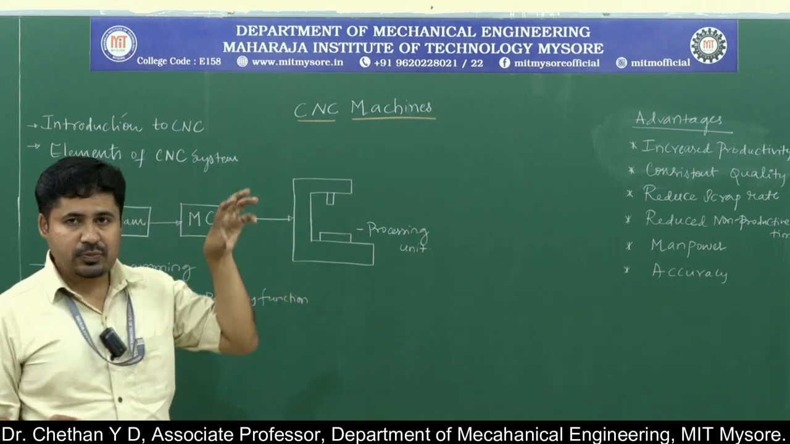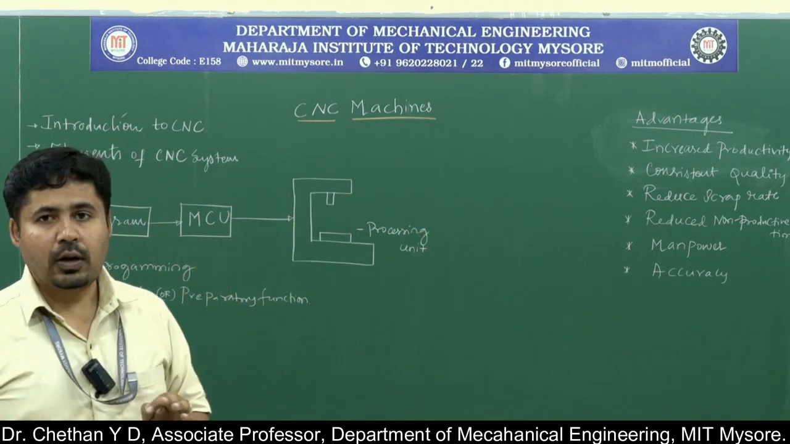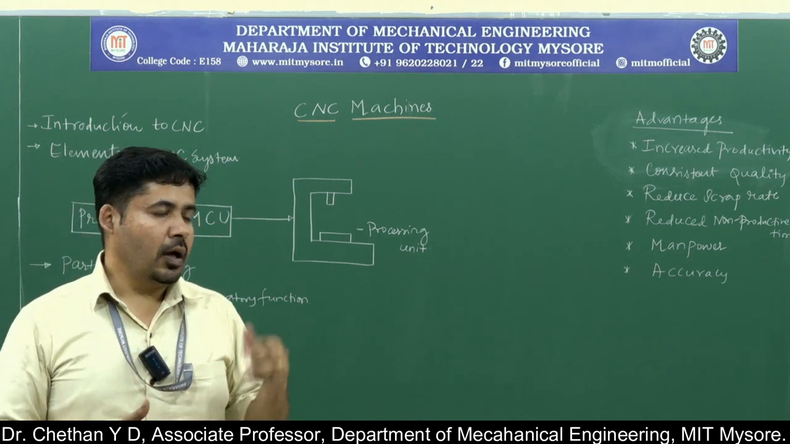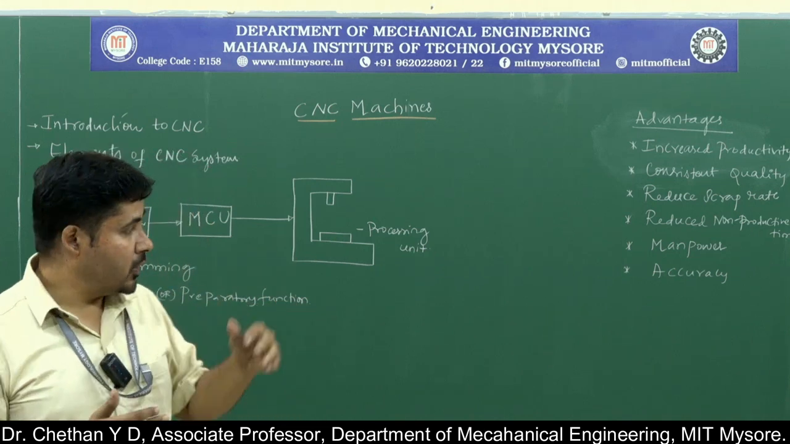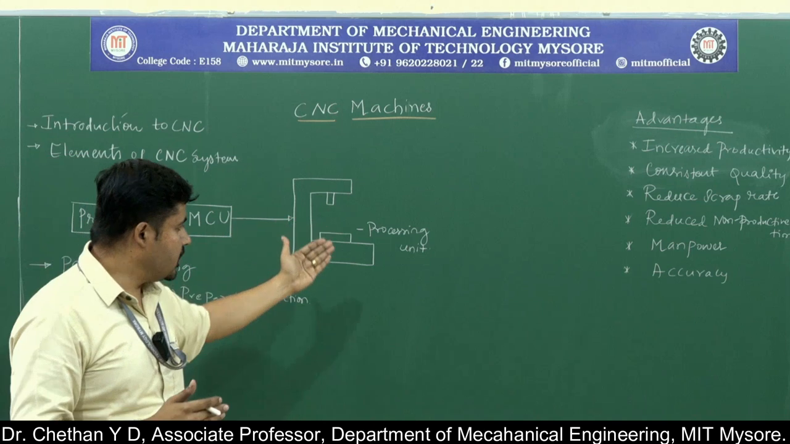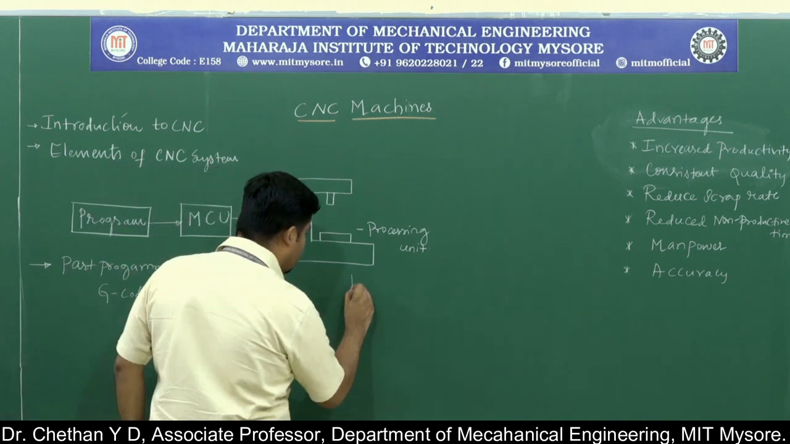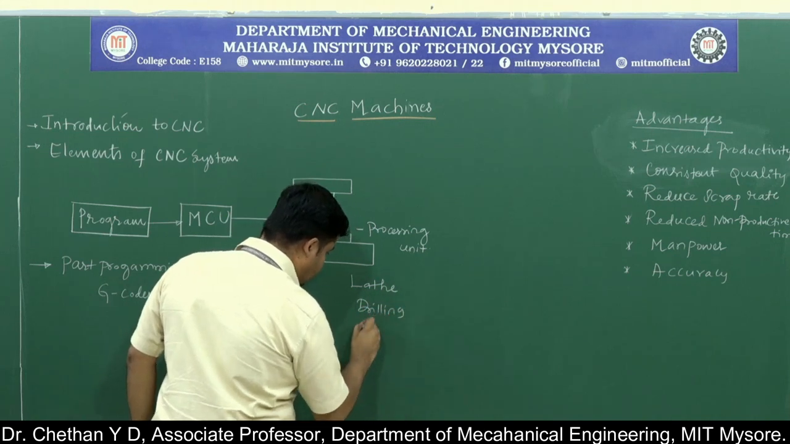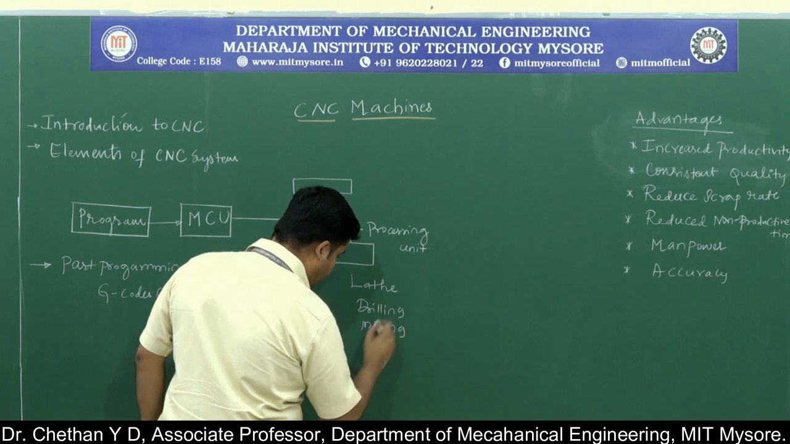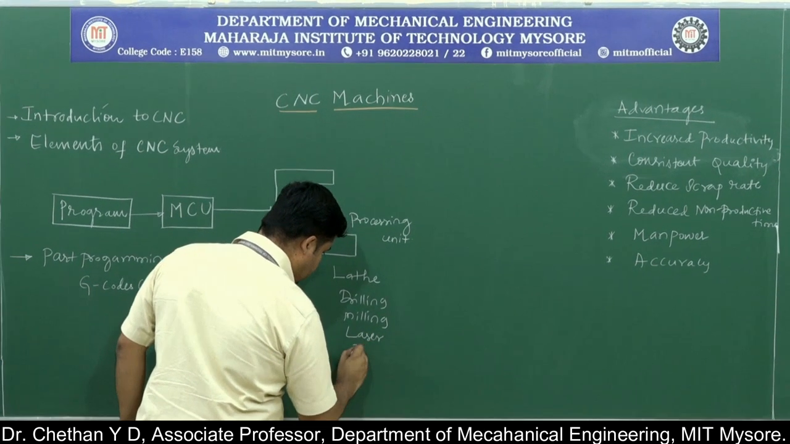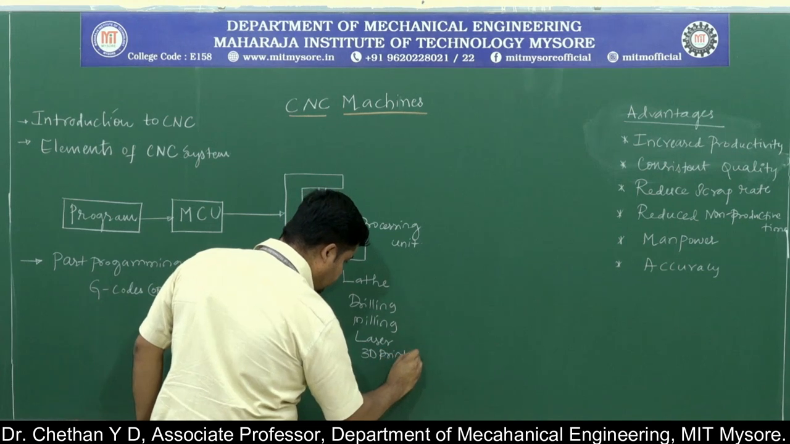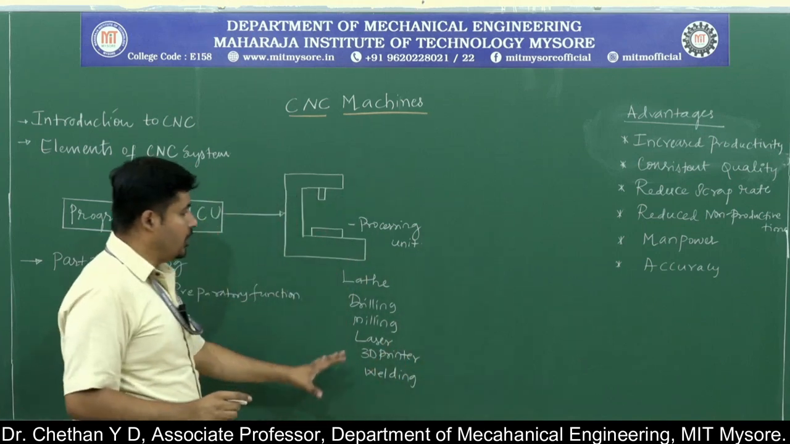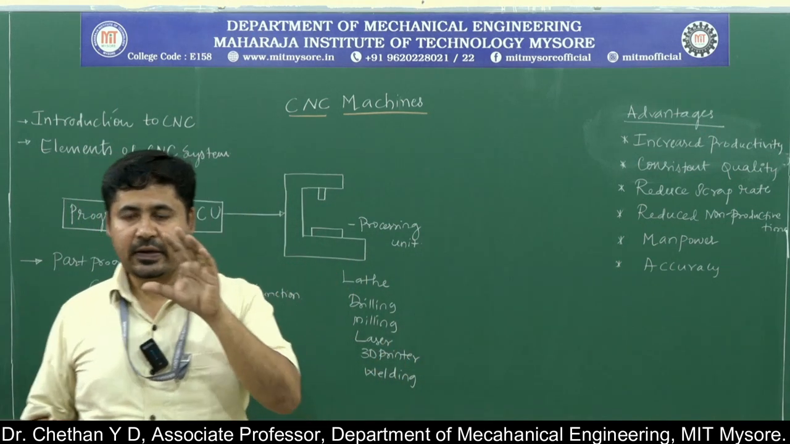Before we get into this particular concept, we must recall what the traditional machining centers available are and their respective operations that could be accomplished with those machines. So for example, the processing unit could be a lathe, drilling machine, milling machine, or laser, 3D printer, welding machine. These are all the different processing units we can have with a CNC technology.